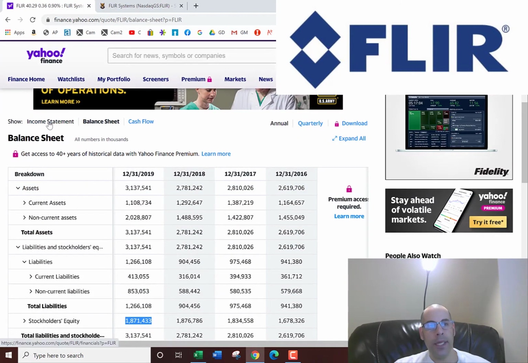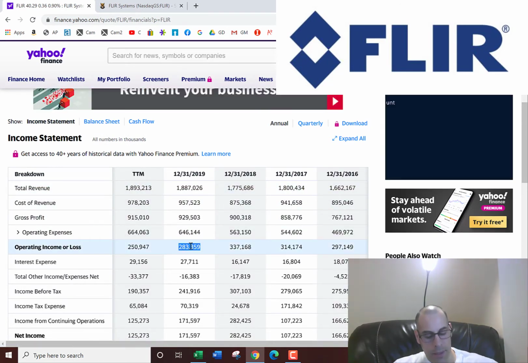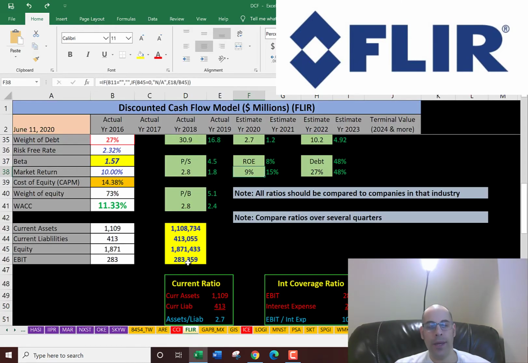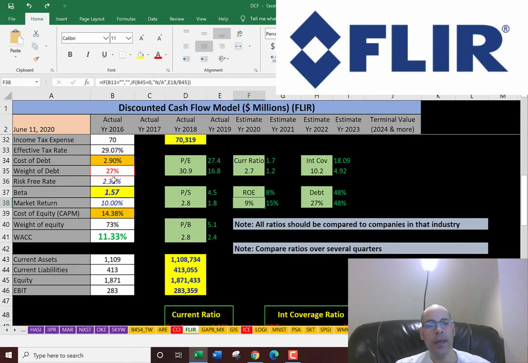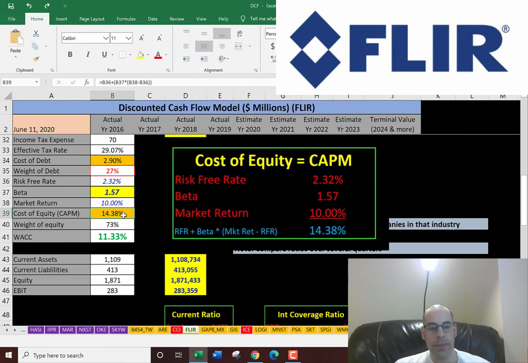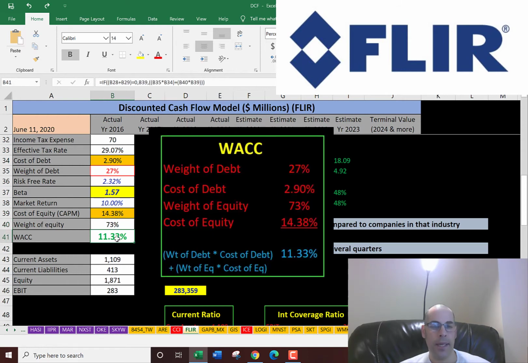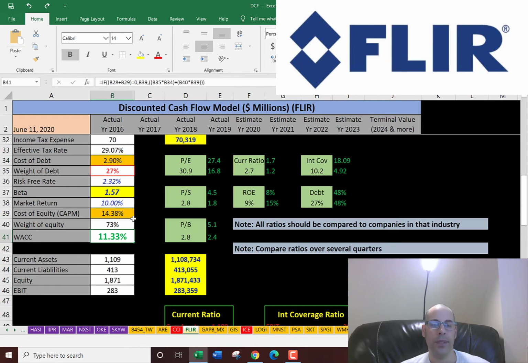We also need their EBIT, earnings before interest and taxes. And that's called operating income on the income statement. We need the EBIT for when we look at the interest coverage ratio later. Let's look at the capital structure. So the cost of debt is 2.9%, and they have 27% debt in their capital structure. The cost of equity is 14.4%, and they have 73% equity in their capital structure. So the weighted average cost of capital of 11.3% is a combination of the cost of debt and cost of equity. And that's the discount rate we're going to apply to the future cash flows.